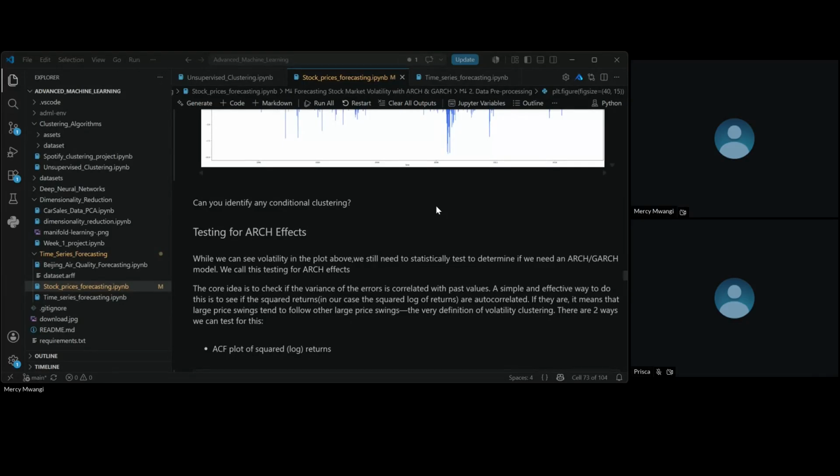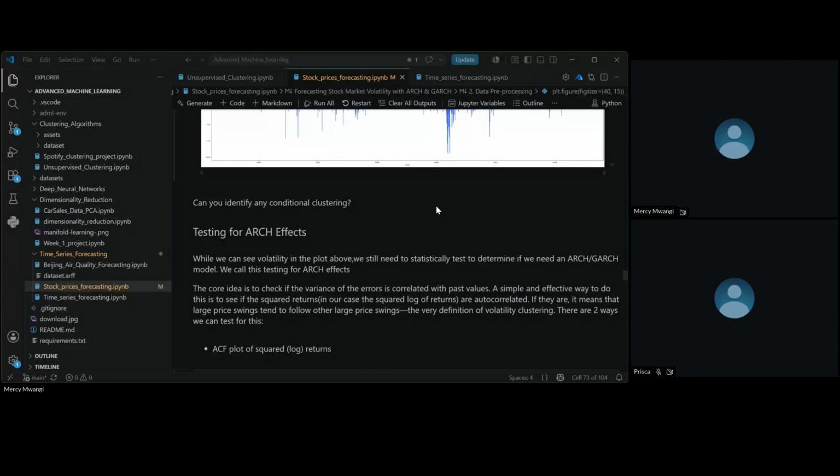Heteroscedasticity means data with high variance, which means it's volatile, right? And instead of forecasting the raw prices, let's model the volatility. How are we able to model the volatility? It's based on this concept of conditional clustering. Periods of high volatility are followed by periods of high volatility, and therefore you can predict today's volatility based on yesterday's volatility.